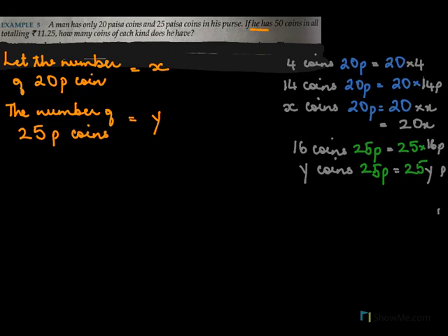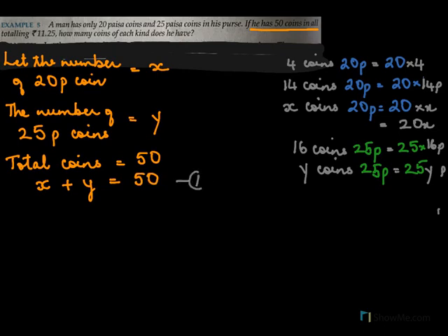Now it is said he has 50 coins in all, which means total coins are 50. Total number of coins equal to 50. So x coins of 20 paise plus y coins of 25 paise equal to 50. This is my equation 1.